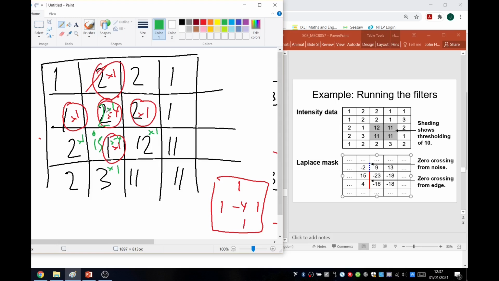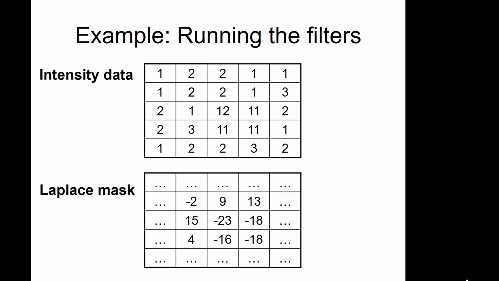We take each pixel, multiply up with the corresponding filter we want to run, add the values together, and then that's our value in our masked file. So when we run this, we get these values, so minus 2, 15, etc.